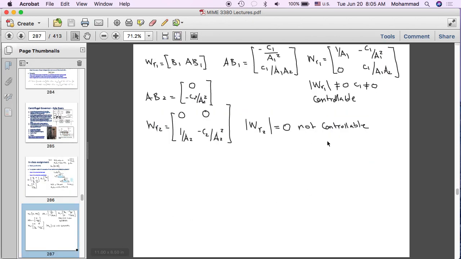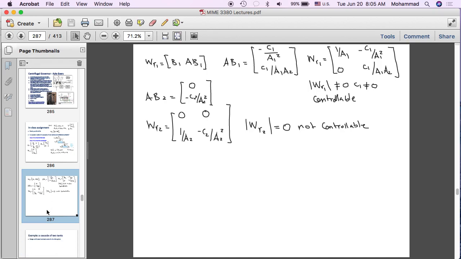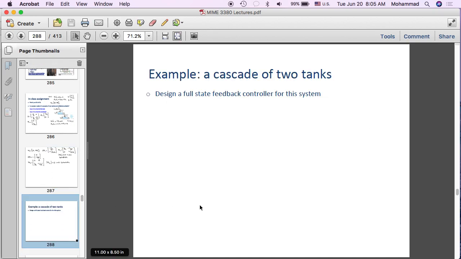So we calculated both reachability matrices. One was controllable, and the other one, the second case, was not controllable, as we expect. Now we are going to go to the design step.